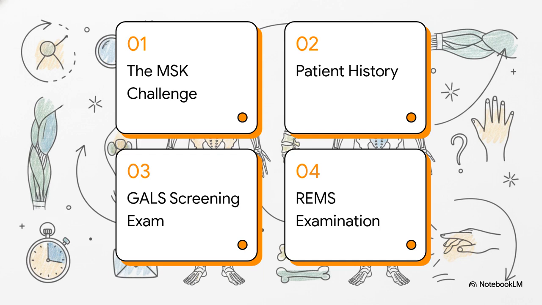So, to tackle this challenge, here is our game plan. First, the musculoskeletal challenge. Second, taking the patient history. Third, the GALS screening exam. And finally, the REMS examination. We're essentially using a funnel approach for our diagnostic detective work, zooming all the way from initial historical clues down to a rapid screening and finally, a hyper-specific joint exam.